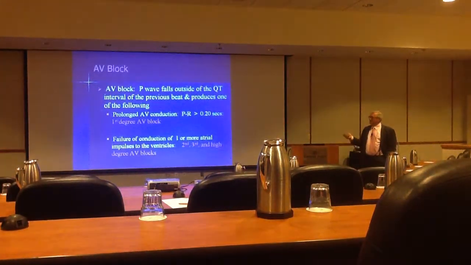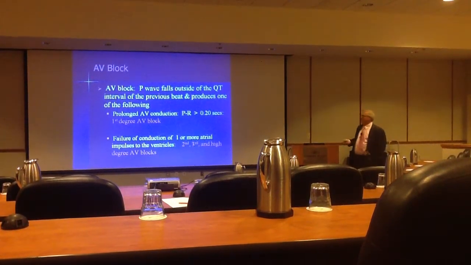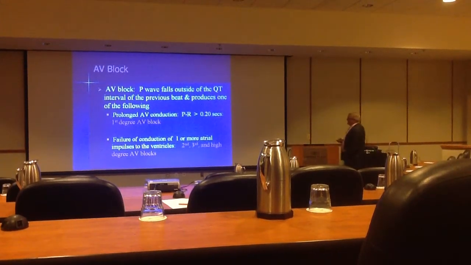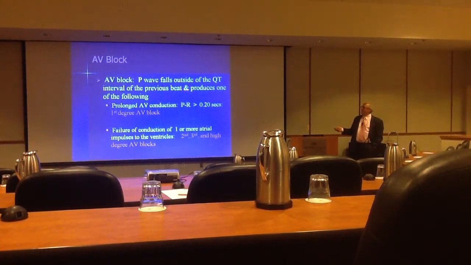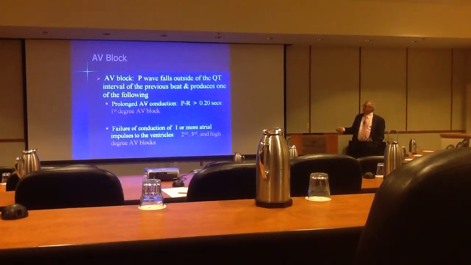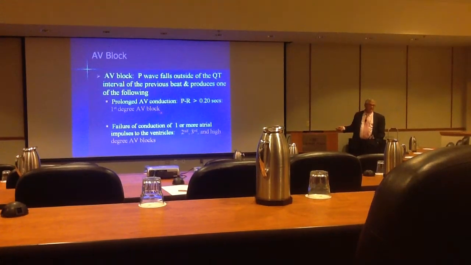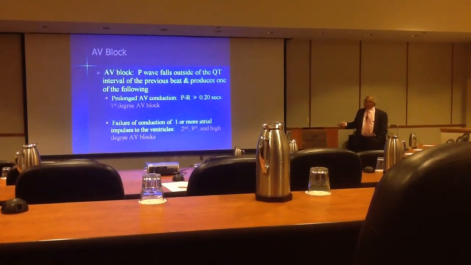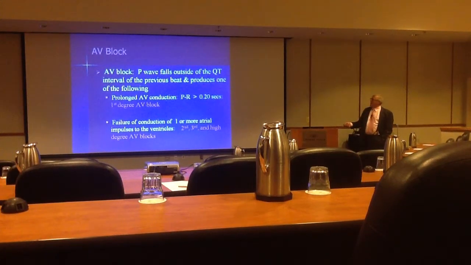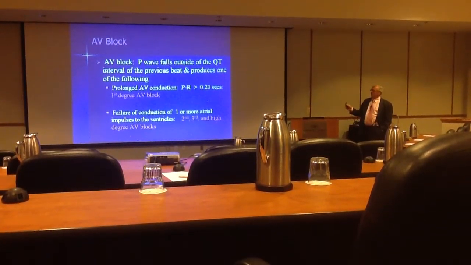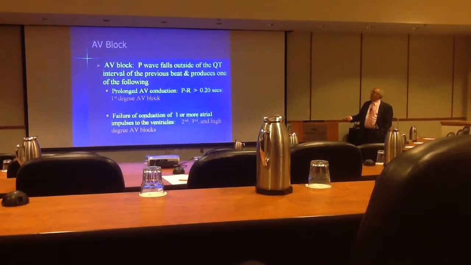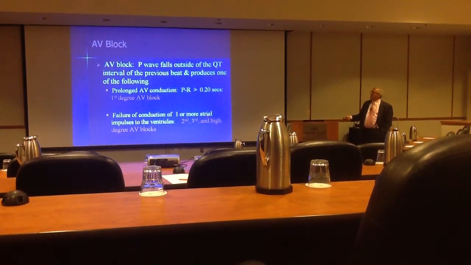Now this is probably the most difficult part for people to identify, is heart blocks on here. Now heart blocks just mean the P wave falls outside of the QT interval of the previous beat and it produces one of these things. Either the PR interval is just increased, so it's greater than 0.20 seconds, so it's a first degree AV block, or you see a P wave, and it doesn't go to the ventricle, so it's blocked.